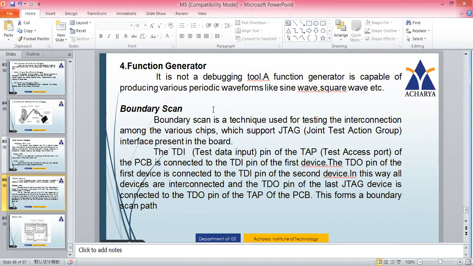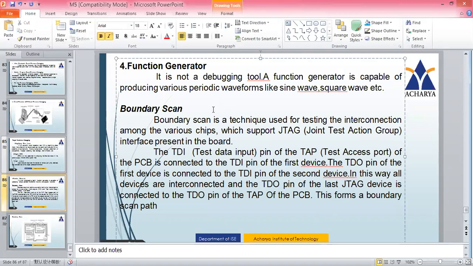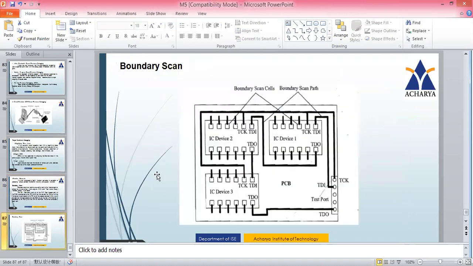So the next important technique is boundary scan. What is boundary scan? Boundary scan is a technique used for testing the interconnection among the various chips which support the JTAG interface present in the board. So you have a board, you have so many chips on that, and there are interconnections. This JTAG is used for testing the interconnection among the various chips, whether it is connected or not, whether there is any problem in the connection. So let's go to that.